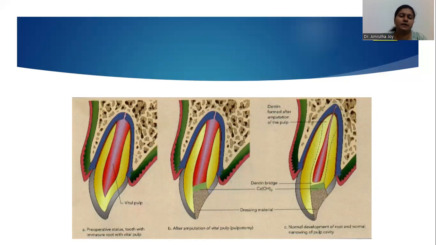This is a diagrammatic representation of Cvek pulpotomy. Here you can see the placement of calcium hydroxide, and after that, the formation of reparative dentin in the third picture.